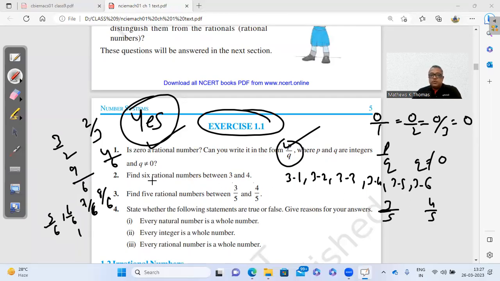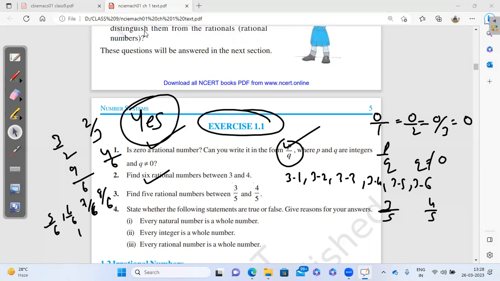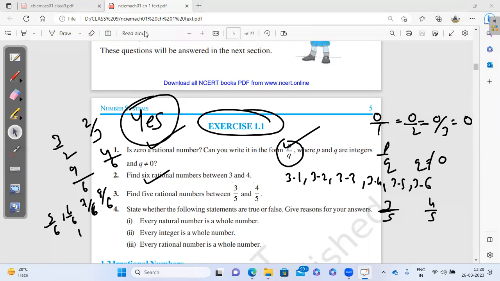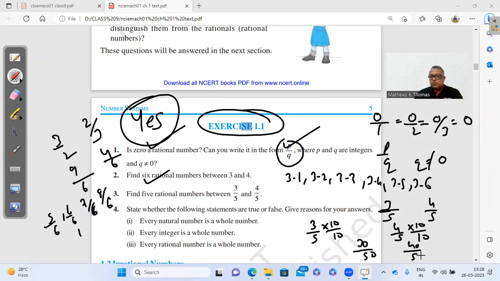So what we can simply do, we want to find out 6 numbers. So what I can do is multiply and divide the numerator and denominator by 10. Right? So just multiply and divide by 10. So what am I going to do? 3 by 5, multiply and divide by 10. 4 by 5, multiply and divide by 10. I'm going to get 30 by 50 and I'm going to get 40 by 50.